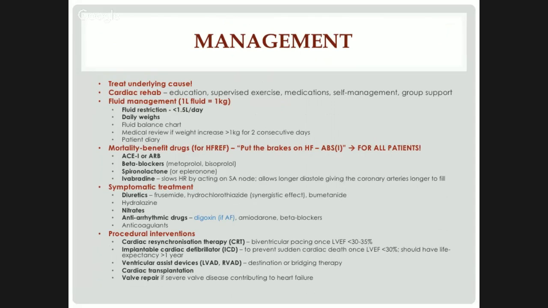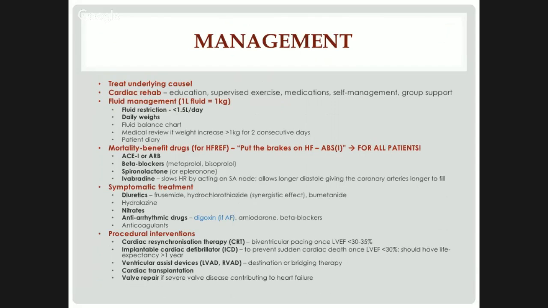For symptomatic treatment, because they've got fluid overload, give them diuretics. If they've got arrhythmia, especially atrial fibrillation, which is very common with heart failure, you can give them digoxin. For other arrhythmias, you give them whatever drugs you use to treat those arrhythmias. You can give them nitrates if they're having chest pain. And then you reach your procedural interventions. So these are like your last line. They're really going down the hill.